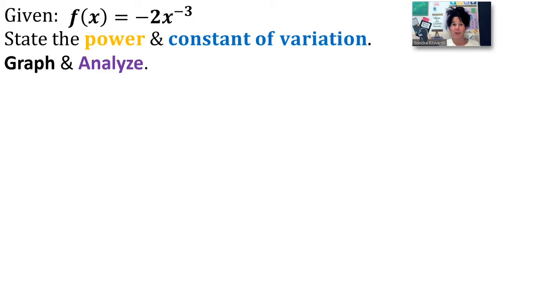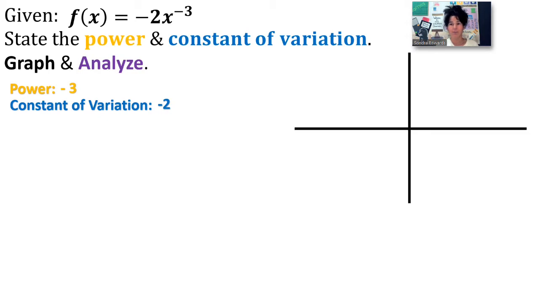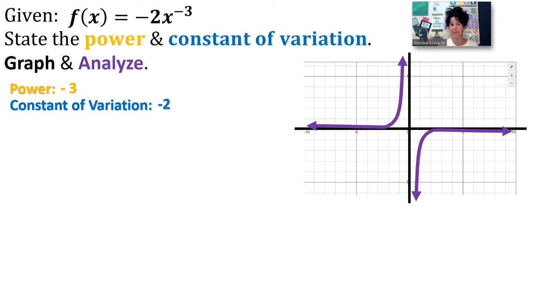We have a function here that is negative 2x to the negative 3. It is a power function, and we want to identify the power and the constant of variation first. The power is negative 3, and the constant of variation is negative 2. Okay, so negative 3 for our power, negative 2 for the constant of variation. Then after that, we want to graph it, and you may use Desmos.com to graph. So if I go over to Desmos.com and graph it, it's going to look like that.